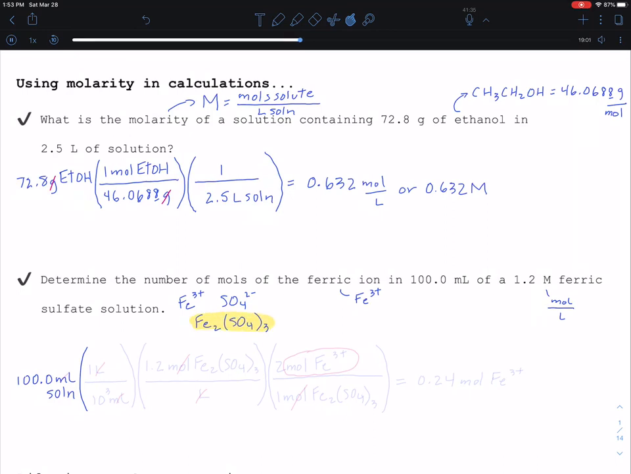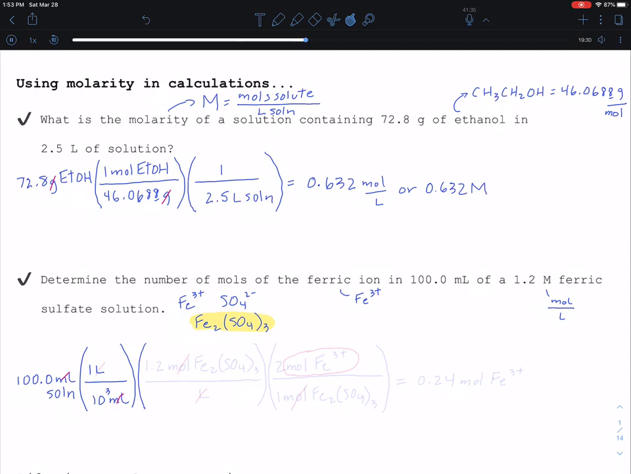So I need to figure out how many liters this actually is. Not going to be convenient to stay in milliliters. So I'm going to convert the milliliters. So these milliliters are going to cancel out, and I'll have however many liters that corresponds to, right? So 100.0 divided by 1,000. So now I know how many liters of solution I have.